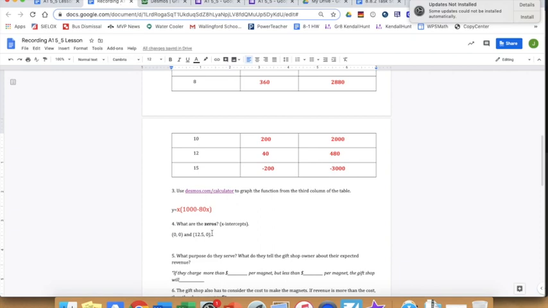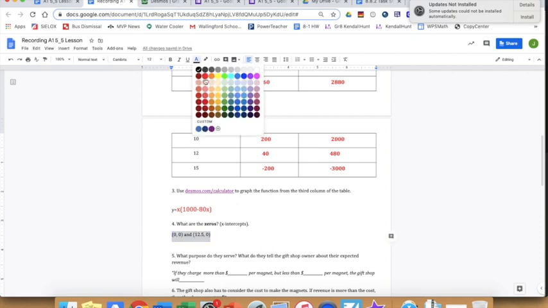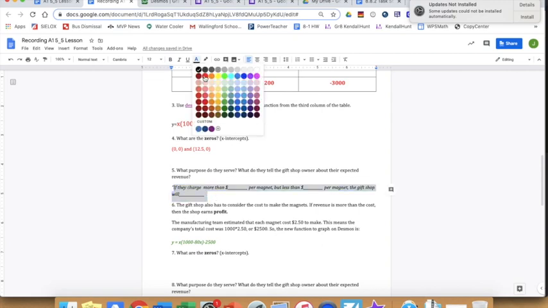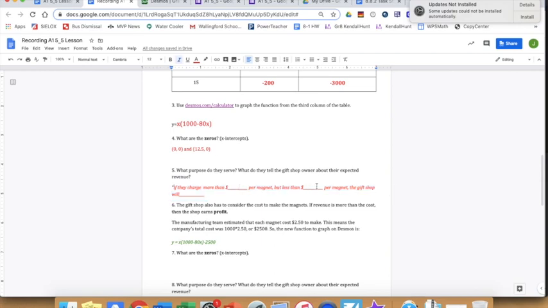Now, what purpose do they serve? The purpose of the zeros is a crucial thing to understand, because otherwise we're just graphing random lines that don't do anything. So we want to think about how we're going to fill in this sentence to make the zeros make sense. I gave you sort of a sentence starter. So if they charge more than blank, but less than blank, the gift shop will do something. So something happens between the two zeros.